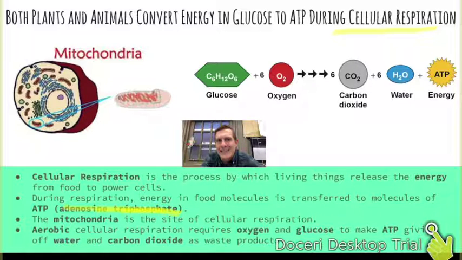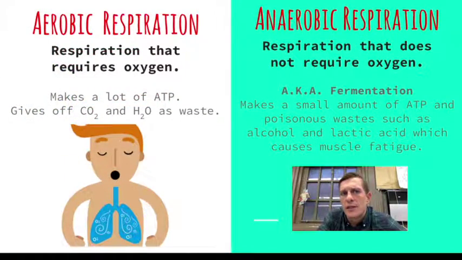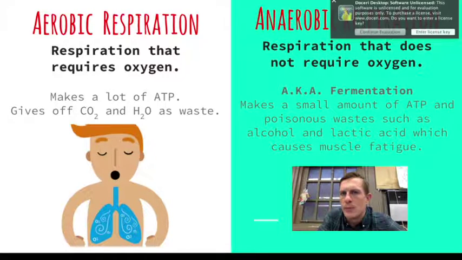Mitochondria is the cell organelle in which cellular respiration takes place. And during aerobic cellular respiration, oxygen and glucose are needed to create ATP, giving off water and carbon dioxide as waste product. There are two different types of respiration. The first is aerobic respiration, and this is respiration that requires oxygen. One of the main factors here in aerobic respiration is this makes a tremendous amount of ATP, a lot of energy. And it also gives off carbon dioxide and water as waste products.